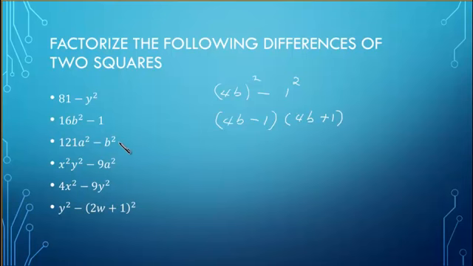Okay, so now let's look at this one. 121a squared minus b squared. This is a perfect square. This is 11a everything squared. Remember, this exponent affects both factors in here. So that's 11a quantity squared minus b quantity squared. And so this becomes 11a minus b, 11a plus b. Again, now we have our expression factorized.